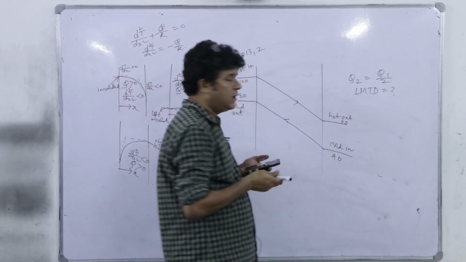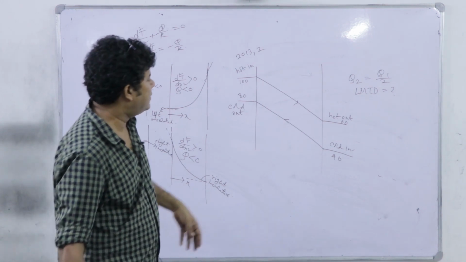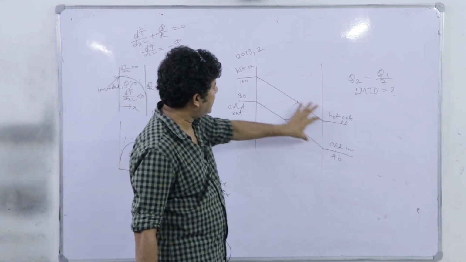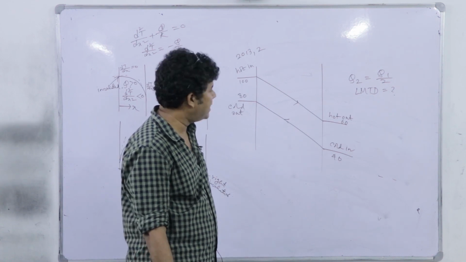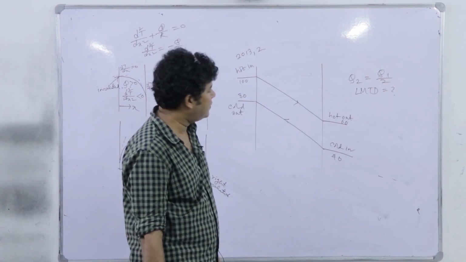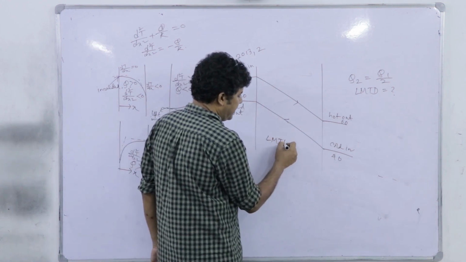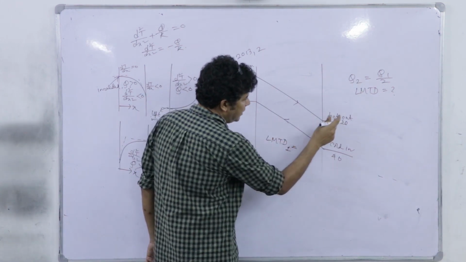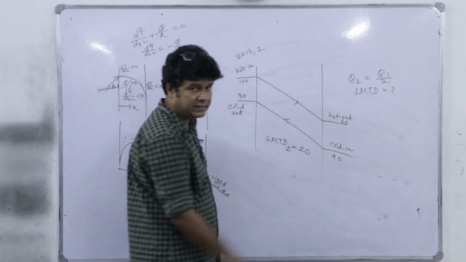What will that be? Now see, whenever there is no change of this delta T throughout the length of the heat exchanger, LMTD and delta T must be the same because there is no question of averaging. So the LMTD 1 is obviously 60 minus 40 equal to 20 degrees for the first case. Okay.